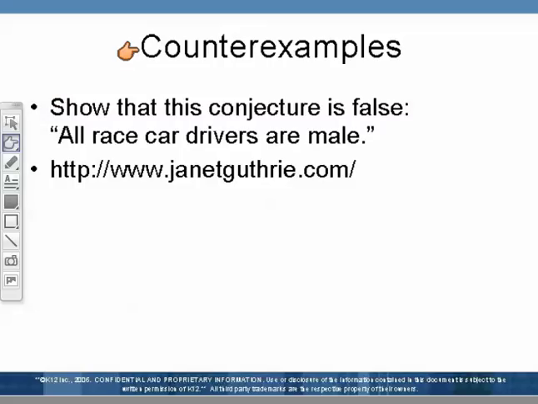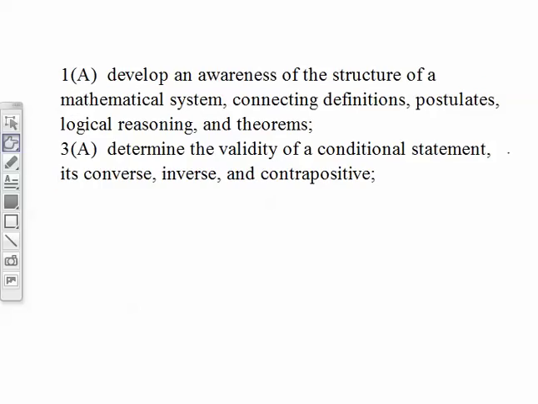Counterexamples. A counterexample is if someone makes a statement that they're wanting to prove. If you can find one counterexample that proves it to be false, then you can say it is not a true statement. Example, if the conjecture is all race car drivers are male, you can go look up this lady, Janet Guthrie. You can go look up any one of the female race car drivers and prove that this statement is false. Therefore, the conjecture is false. Isn't that easy? All you got to do is find that one counterexample.